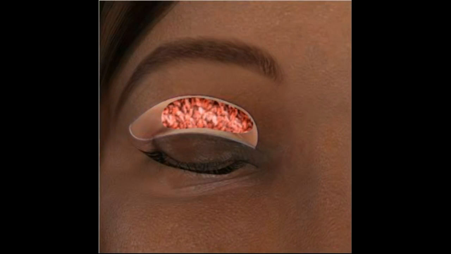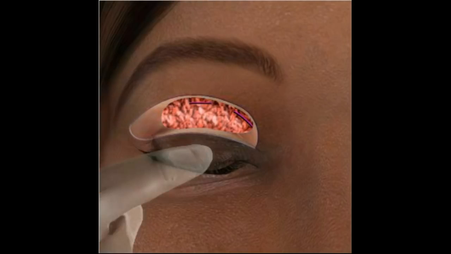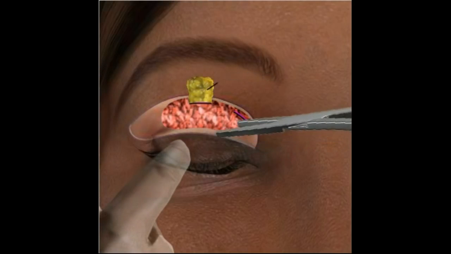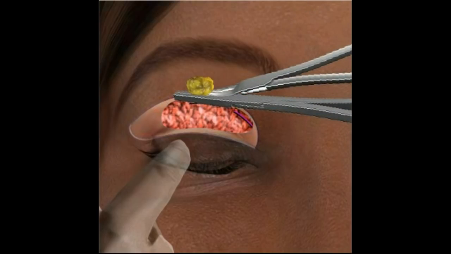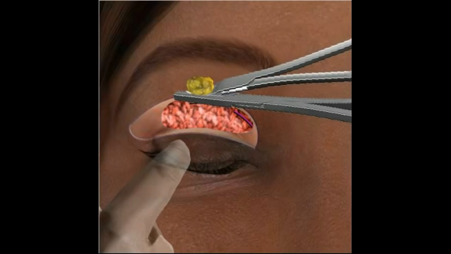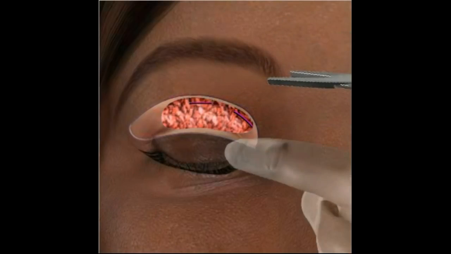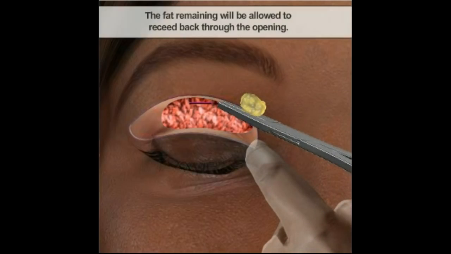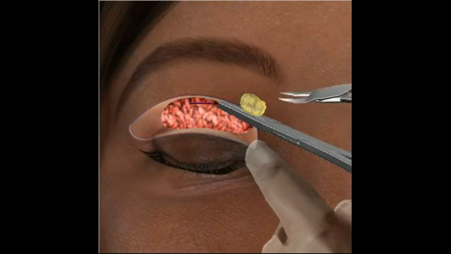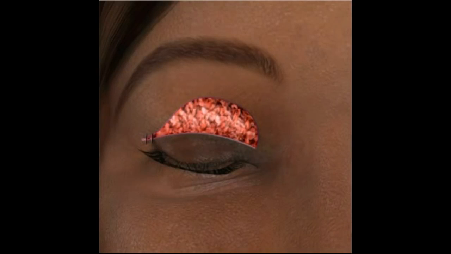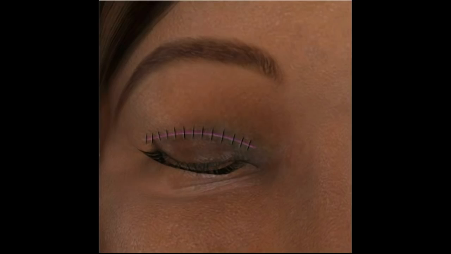In order to gain access to the 2 fat deposits in the upper eyelid, the physician must first make very small incisions in the orbital septum, which is a thin membrane that lies between the layers of muscle and fat. By pressing on the upper eyelid, the physician will expose the fat deposits through each of the incisions. Using a series of instruments, the physician will remove a portion of each fat deposit to reduce the puffy appearance in the upper eyelid. The portion remaining will be allowed to recede back through the opening. After sculpting the fat deposits, the physician will close the incisions with non-absorbable or absorbable sutures.